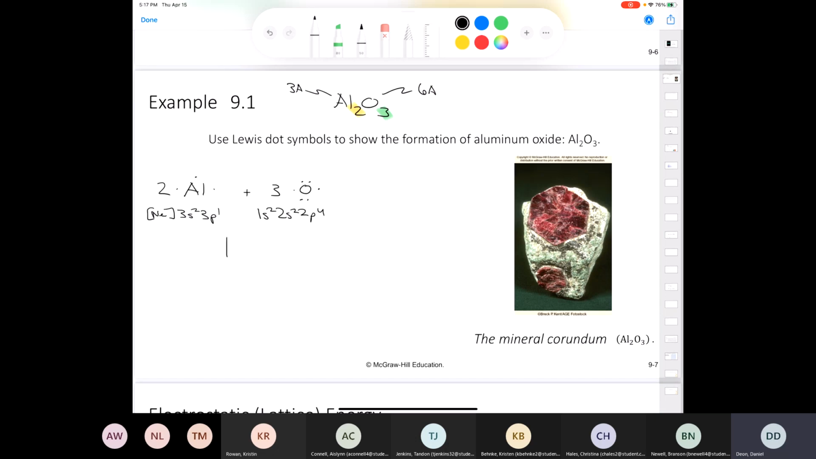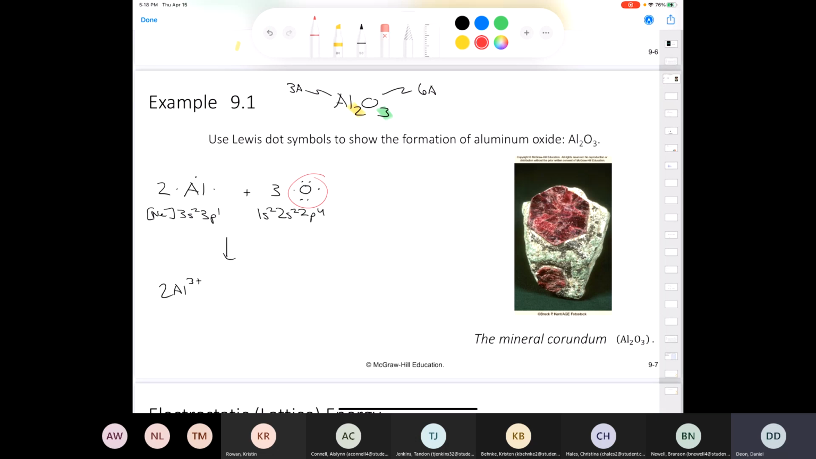So what's that going to look like? We're going to end up with 2 aluminum 3+ cations, right? If it loses the 1, 2, 3 electrons, it's going to have a triple positive charge, or 3+ charge. So we've got our 2 aluminum 3+ ions. Now 2 times 3 is 6. I have room for 2 more electrons, right? I've only got 6 electrons surrounding my oxygen, and I've got 3 oxygens. So 2 times 3 is 6, right?